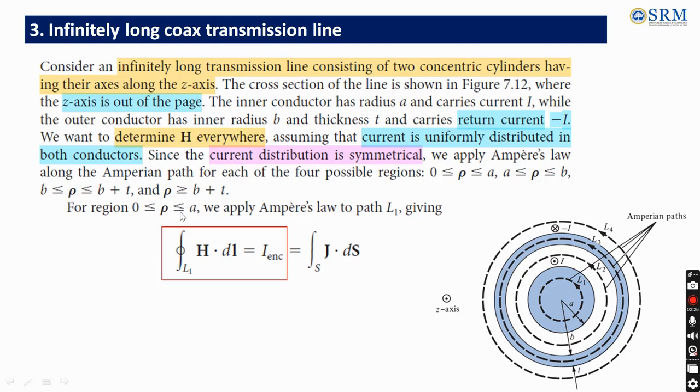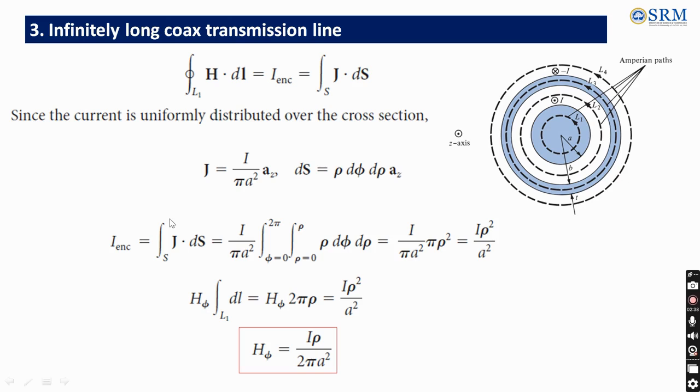Now, since the current is uniformly distributed, we are going to consider this region. See, we are going to consider Ampere path L1. So it has the radius from 0, from the center of the conductor, to the inner conductor radius A, 0 to A. For that region, it has a surface current only in this region. So I can write the current as the surface integral of J dot ds. How can I find the surface current density? It is the current per unit area.